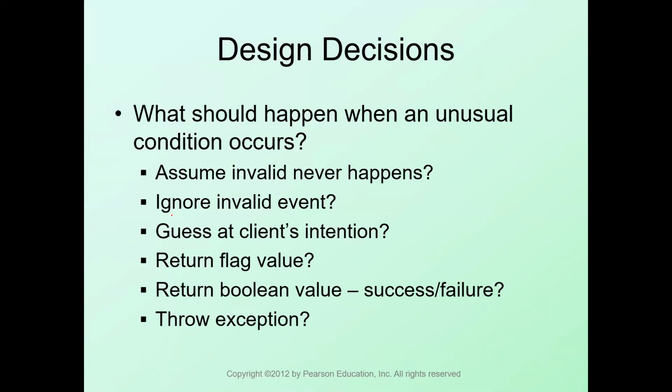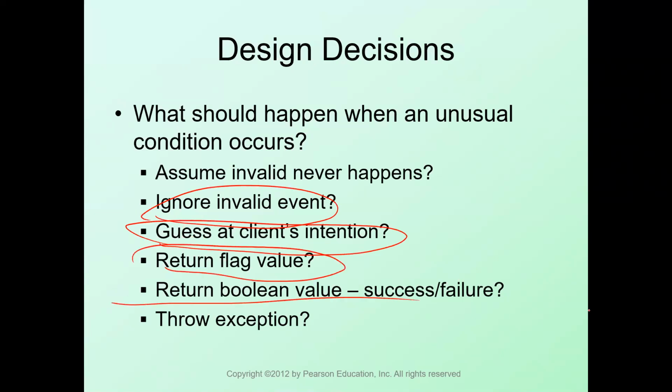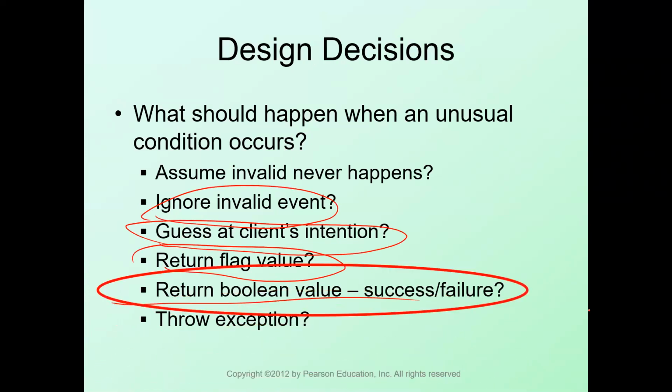So some options we can do: we can ignore these things. We can try to figure out what the client really wants to do, but that's really like reading their mind, which is really hard to do. Or we can return some flag value or return some Boolean value. And what we're going to stick with is this notion here because it's fairly easy to understand. We can make our add method return a true or false, whether it was successfully able to add something to the bag, so that we can check that each time we try to add something.